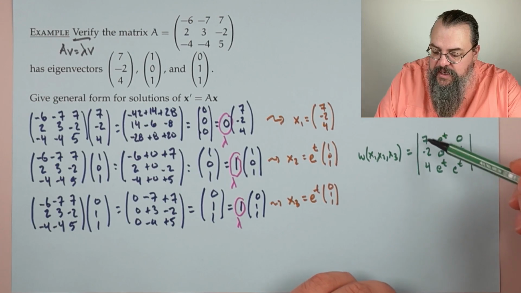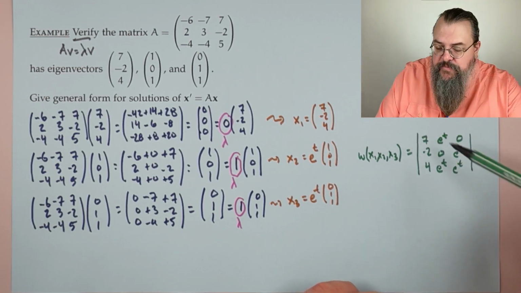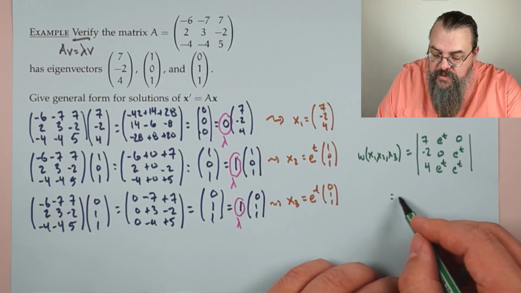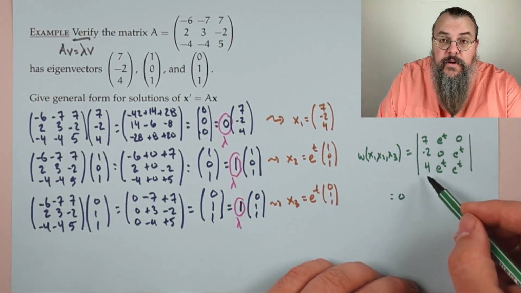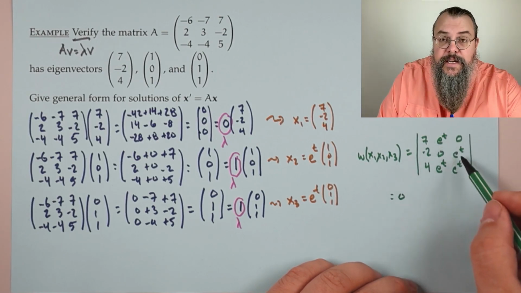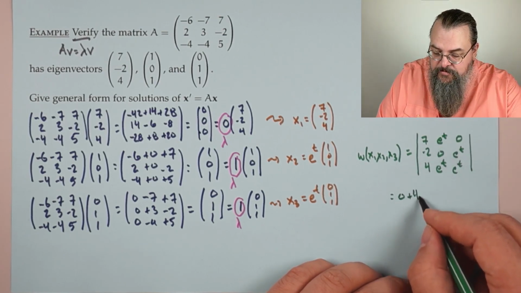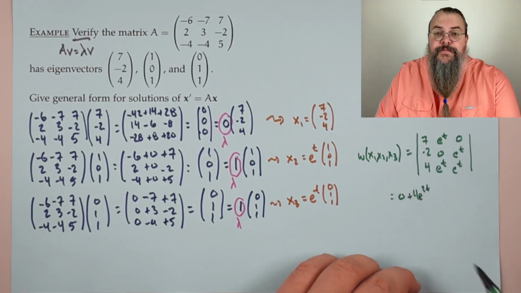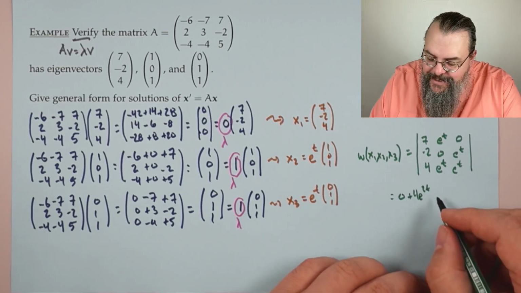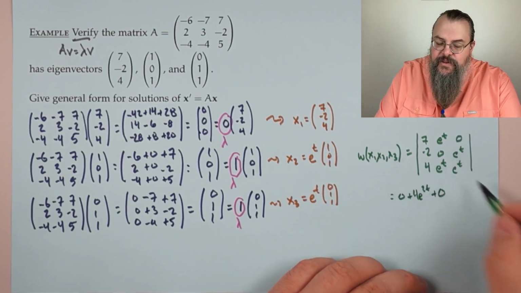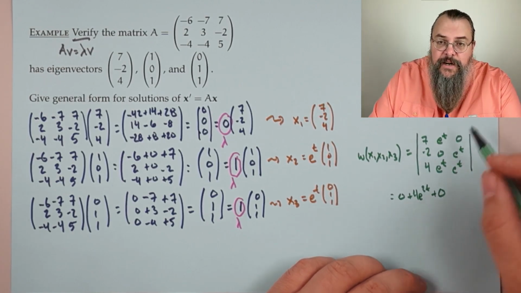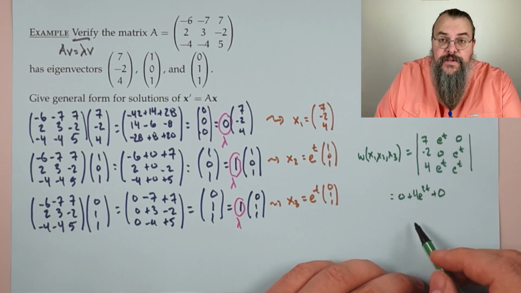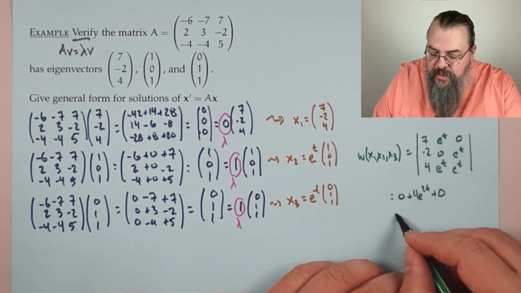So let's do our diagonals going downhill, if you like. 7 times 0 times e to the t is 0. E to the t times e to the t times 4, that would be 4 e to the 2t. 0 times negative 2 times e to the t, 0. I like 0. That's great. So those are going in that direction. Now we're going to go in the other direction. 4 times 0 is 0. We went that direction, so we subtract 0.